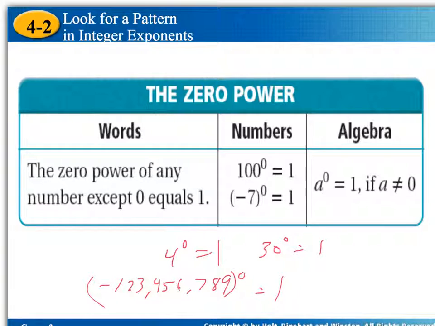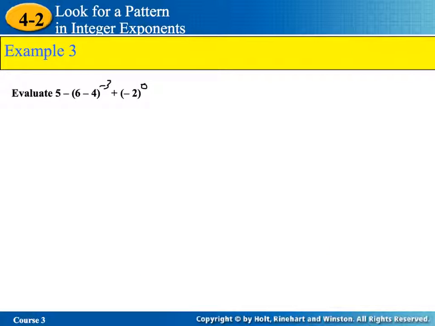So let's try a couple. Here we go. We have: evaluate 5 minus the sum of 6 minus 4 to the negative third, plus negative 2 to the 0 power. I'm going to walk you through this first one, and I want you to do the second one on your own. I'm going to break this into steps.